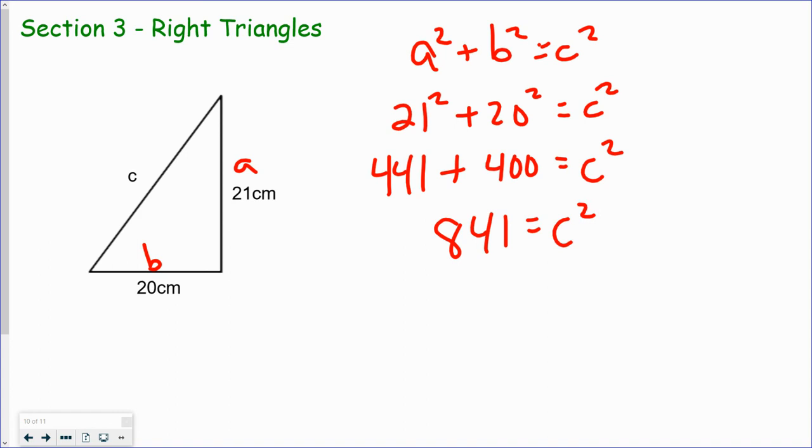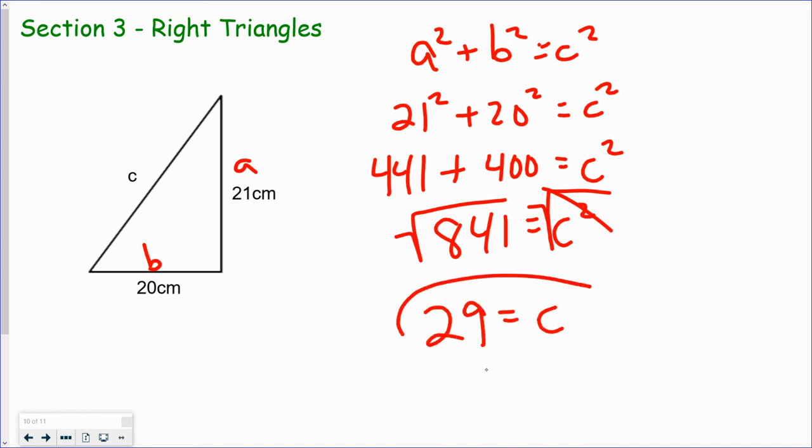Now what do I do? I want to get the c alone, and right now it's c squared. So what I need to do is undo the square by doing its inverse, which is the square root. Square root cancels out the squared. And then I find the square root of 841, and I get my answer, which is 29 equals c. So this side here is 29 centimeters.